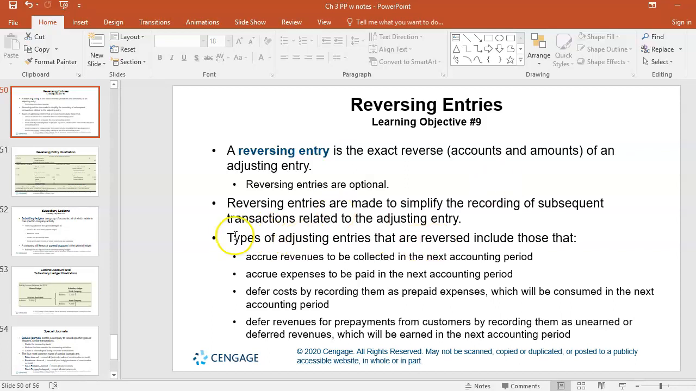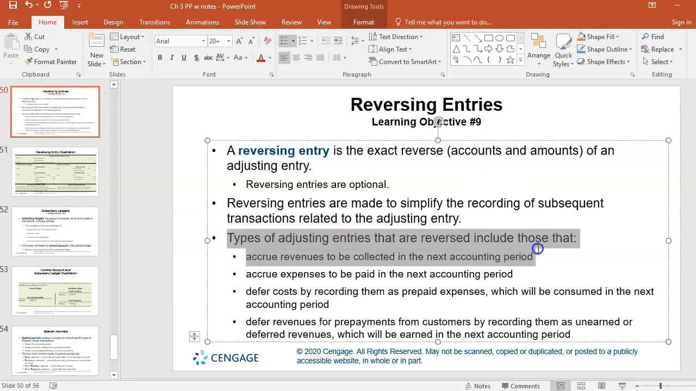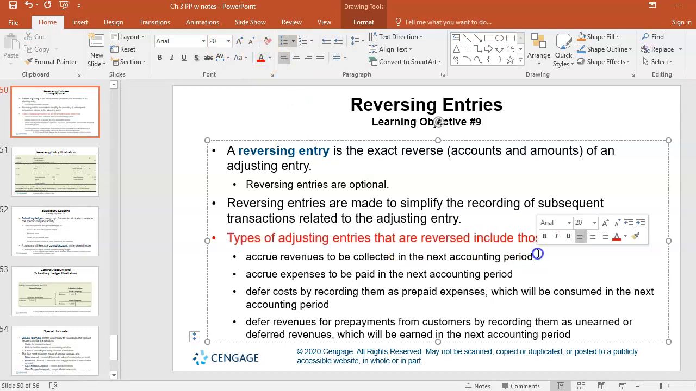But here are the types of adjusting entries that are reversed. All right, so you need to pay attention to this. I'm just going to make it red. All right, if they're accruing revenues or accruing expenses, those may generally be reversed. If they're deferring costs by recording them as a prepaid expense, and then it's going to be consumed in the next period. All right, and if it's deferring revenues for prepayments by customers by recording them as unearned, and they'll be earned in the next accounting period.